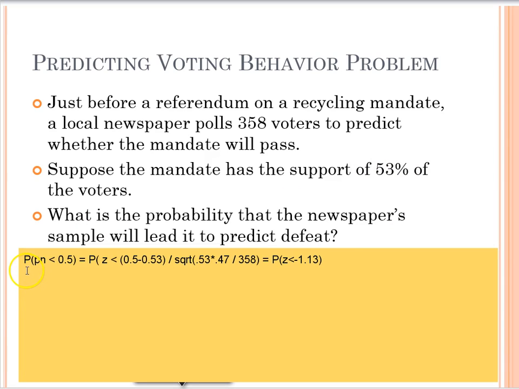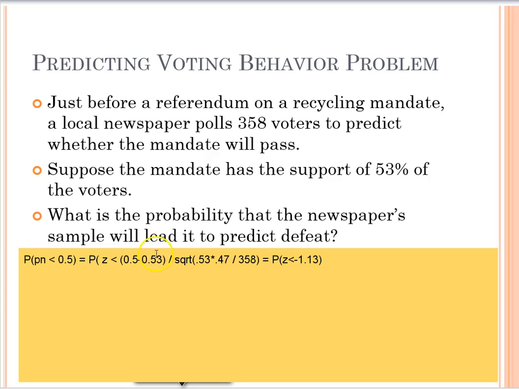One way to write that is the probability that the newspaper's proportion, here denoted Pn, but really I would write this as P hat to denote a sample proportion, is less than 50%, because something less than 50% would mean that the referendum got defeated. We can convert this to a z-score by standardizing it, subtracting the mean and dividing by the standard deviation. The mean is the true proportion, and the problem gives us the true proportion of voters who support the bill. That's 53%. So our true P here is 0.53.